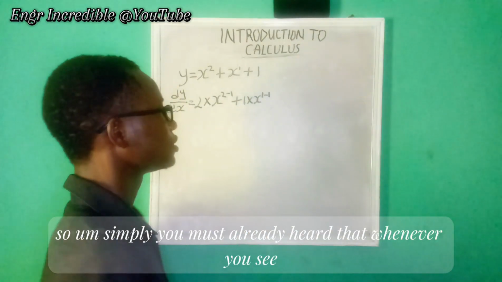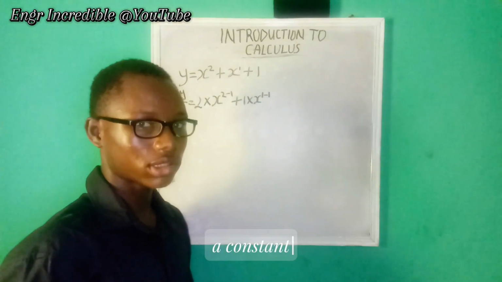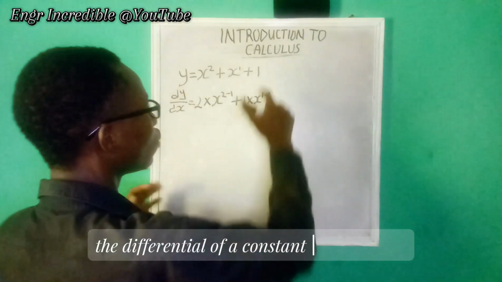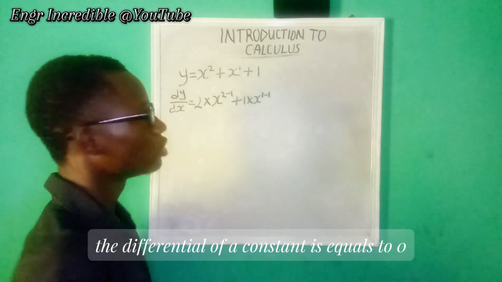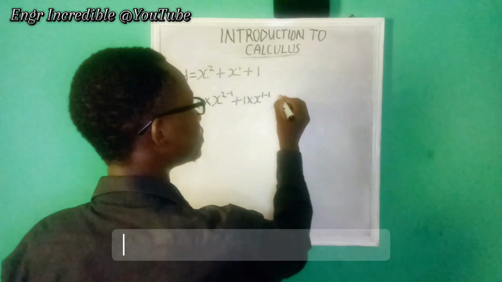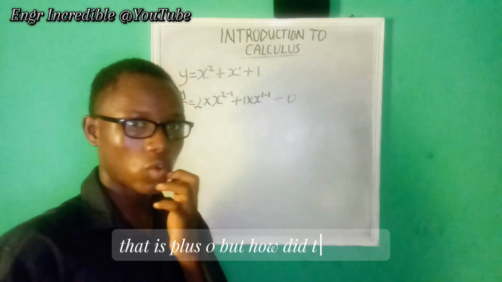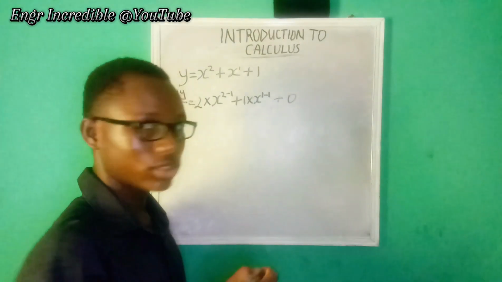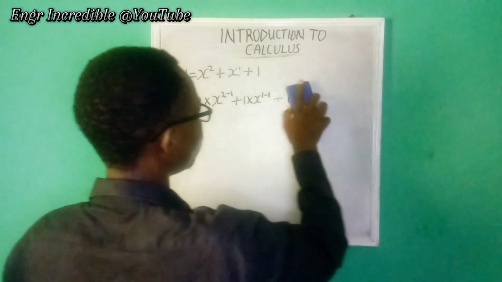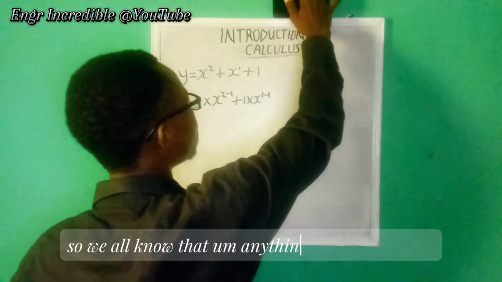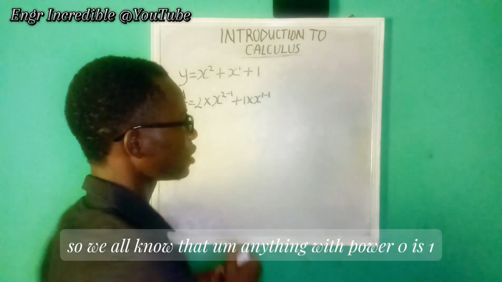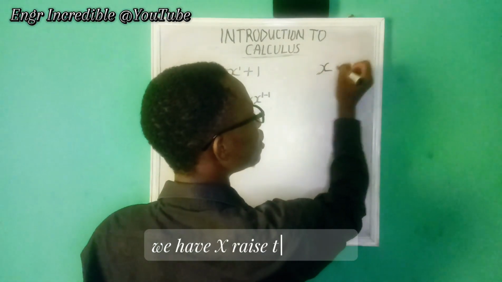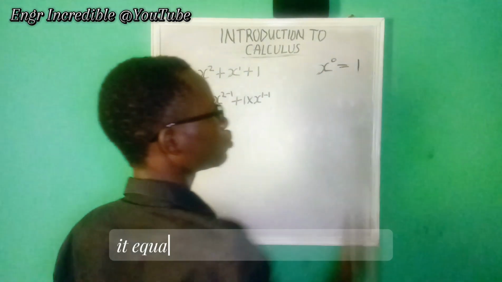Simply, you must have already heard that whenever you see a constant, the differential of a constant is equals to 0. It's automatically 0. That is plus 0. But how did they get 0? I will explain this for you. So we all know that anything raised power 0 is 1. If we have x raised power 0 is equals to 1.